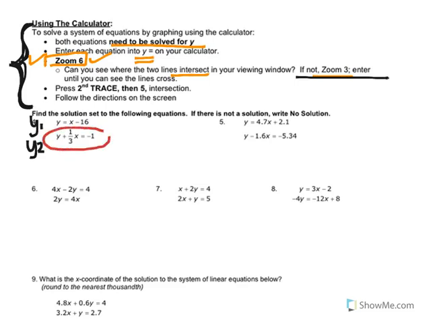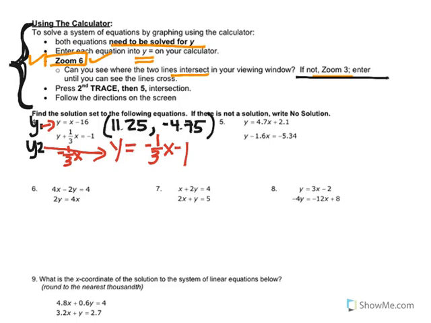Now, what's the problem with this second equation right here? It is not solved for y. So we're going to have to do that first. The first thing we're going to have to do is take the x over. So we're going to subtract negative 1/3 x, and so we get y equals negative 1/3 x minus 1. You're going to have to do that before you can put it into y2. So this one goes into y1, this one goes into y2, and try it with your calculator and see what you get as your answer. So hopefully you did it correctly and you ended up with 11 and 25 100ths and negative 4 and 75 100ths.